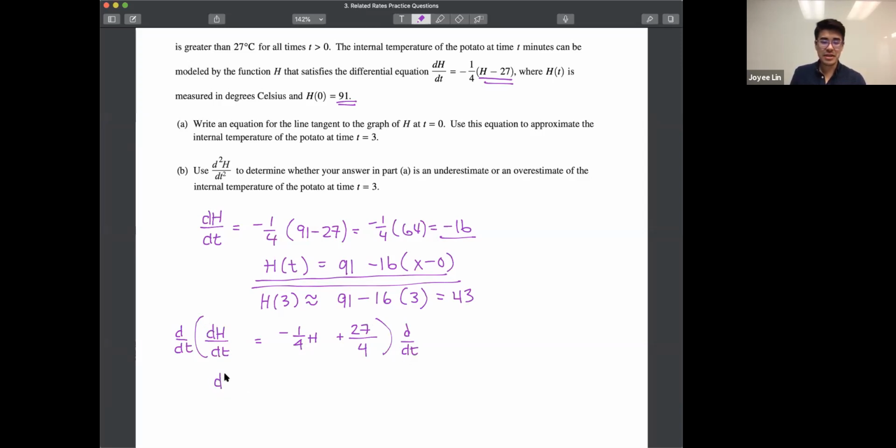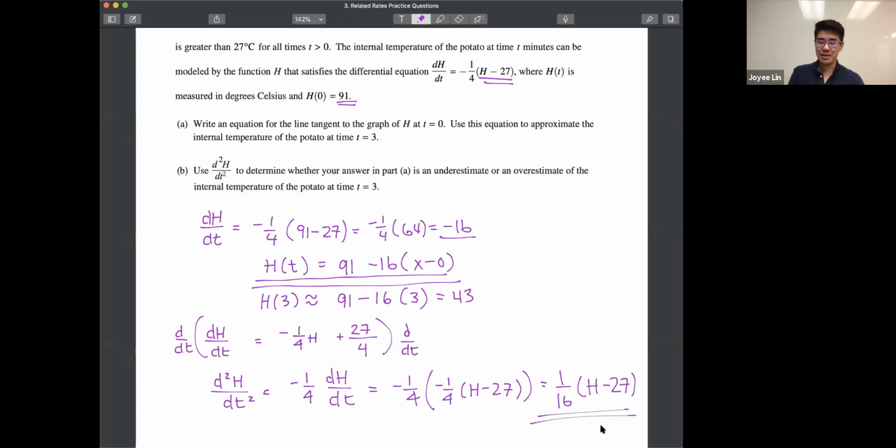Right, so d squared h over dt squared is equal to negative 1/4 dh dt. The constant goes away when you take the derivative. And then we plug in that dh dt, right? So negative 1/4 times another negative 1/4 (h minus 27). So this is equal to positive 1/16 (h minus 27). That's my second derivative differential equation.